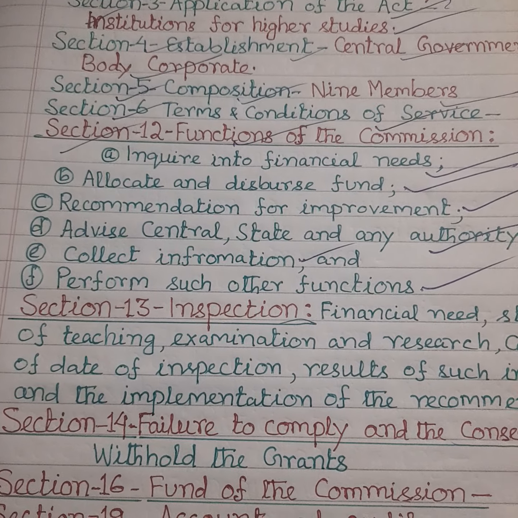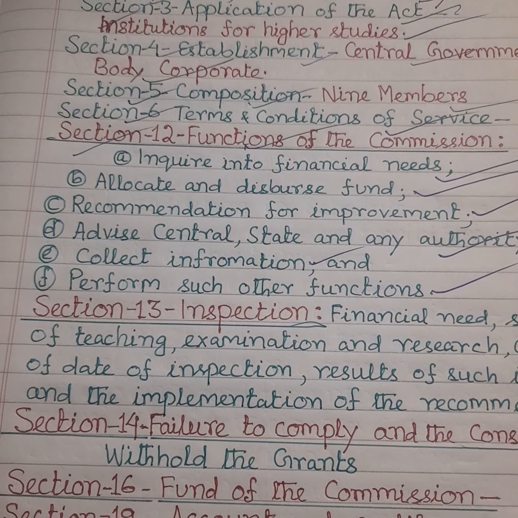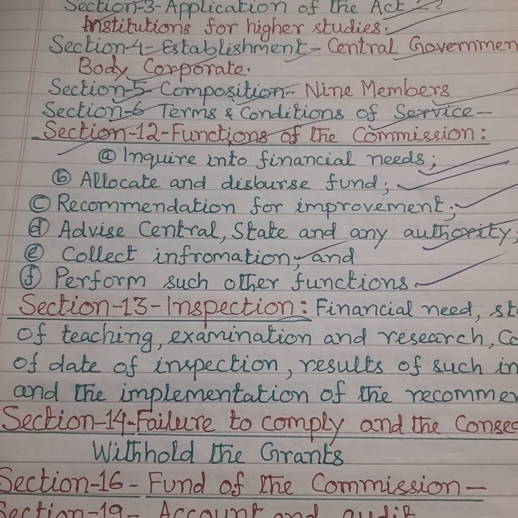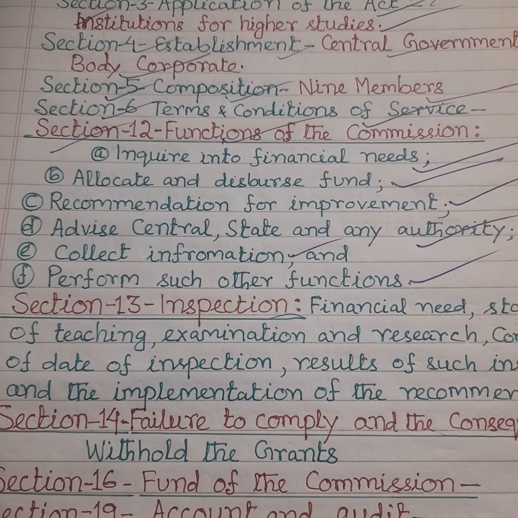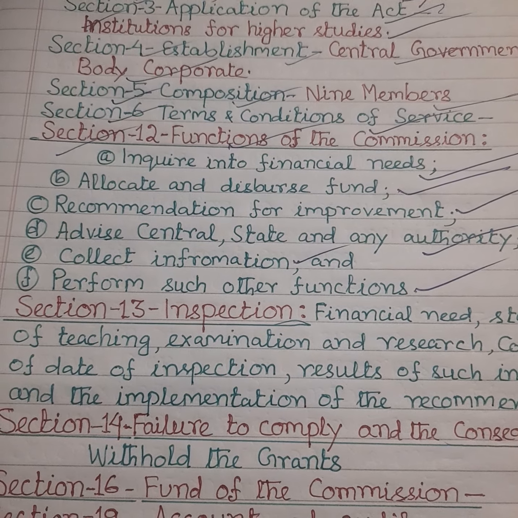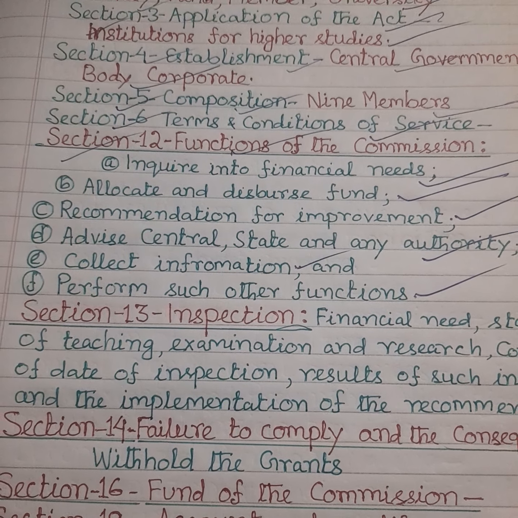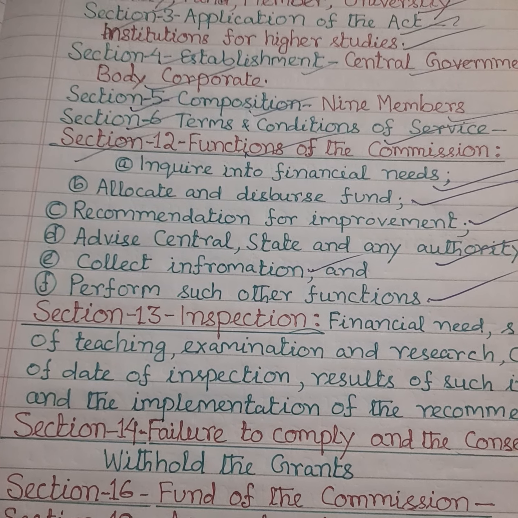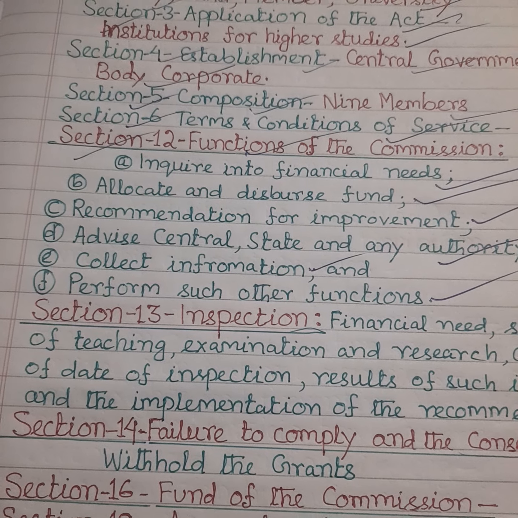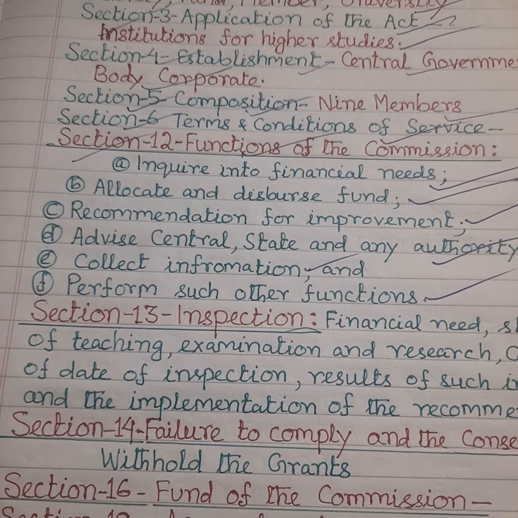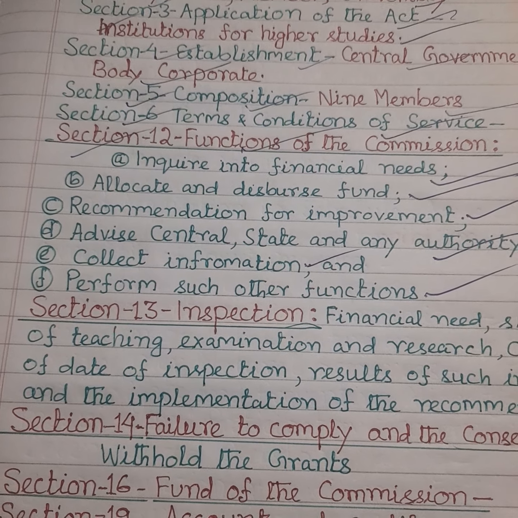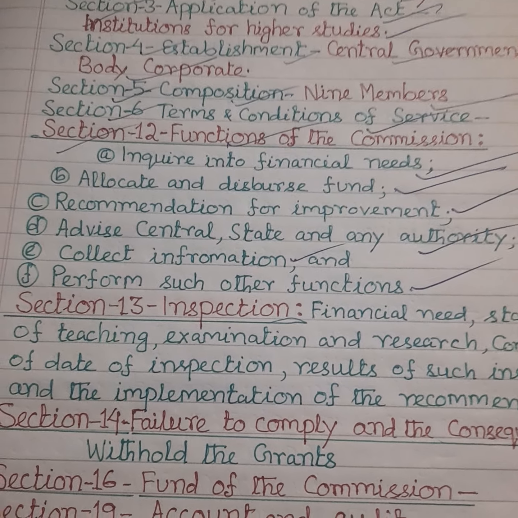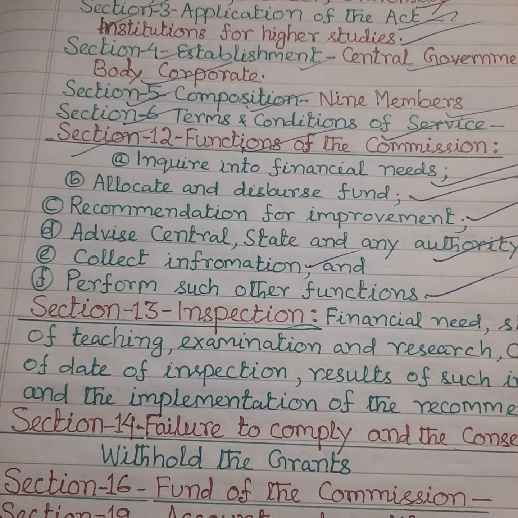So also, it would allocate and disburse out of the fund of the Commission such grants to other universities as it may deem necessary for the development of such universities or for any other general or specific purpose, provided that in making any grant to any such university, the Commission shall give due consideration to the development of the university concerned, its financial needs, the standard attained by it, and the national purposes which it may serve.